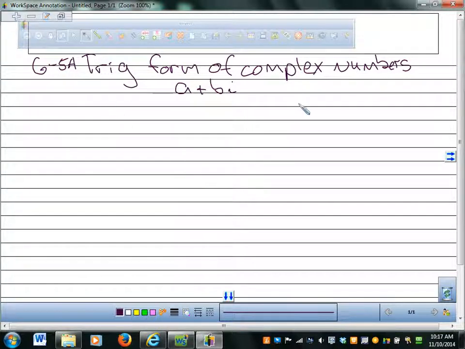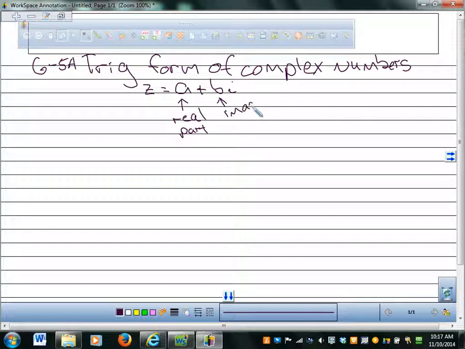Okay? Trig form of complex numbers, a plus bi. When this is a complex number, we'll call it z. Sometimes they use this z. And this is the real part, and this is the imaginary part.